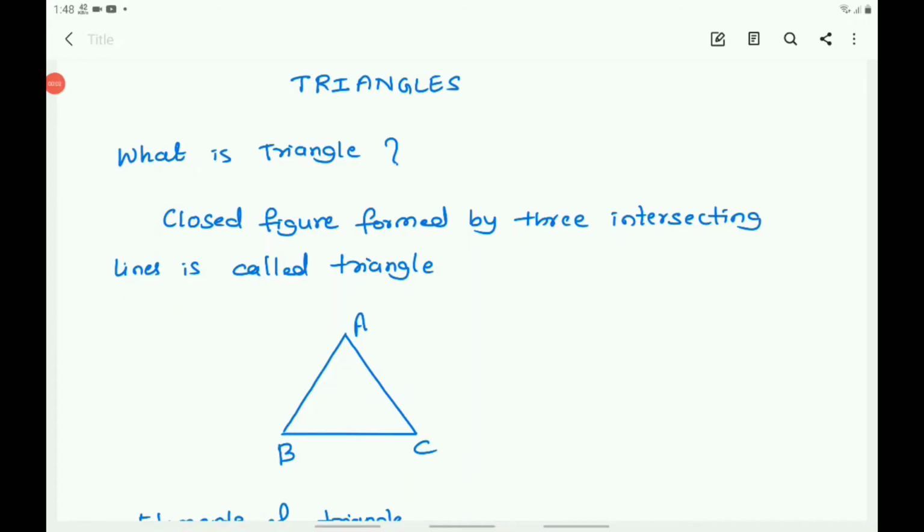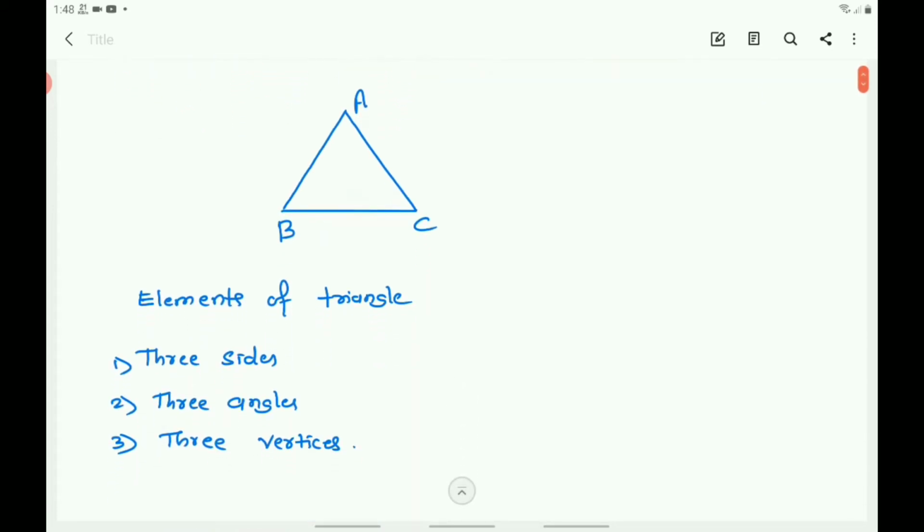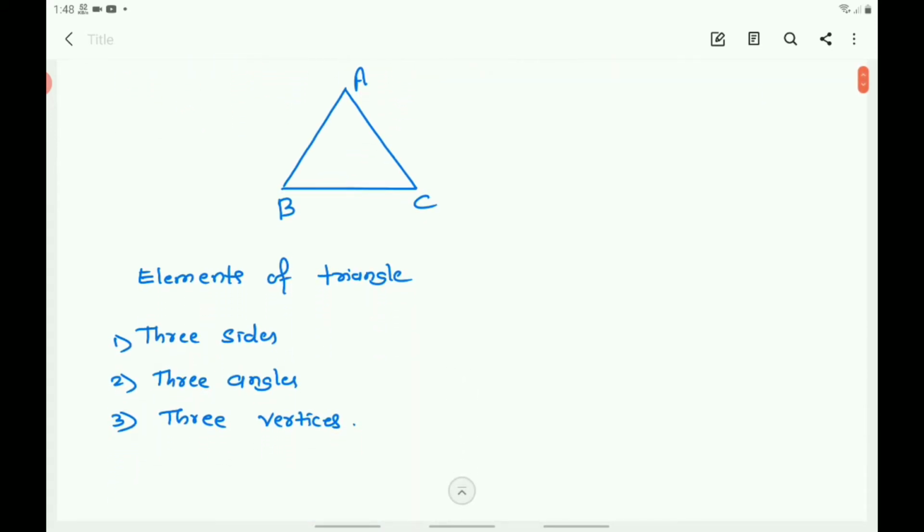Children, let us start the chapter Triangles. What is a triangle? A closed figure formed by three intersecting lines is called a triangle. In the word triangle, the tri is there. Tri means three. A triangle has three sides, three angles, and three vertices. These are the elements of a triangle.